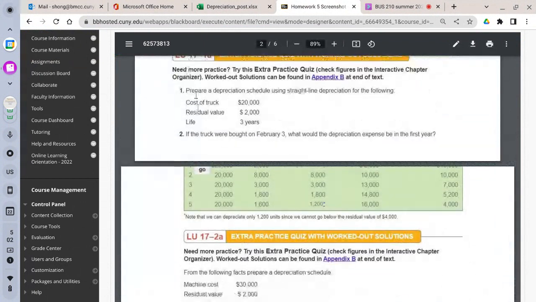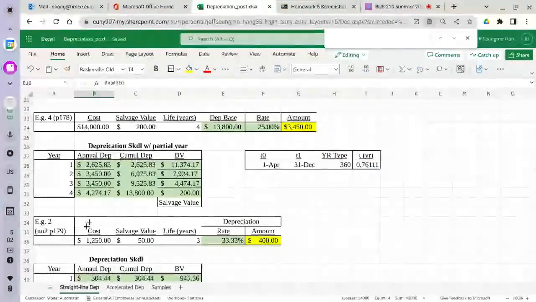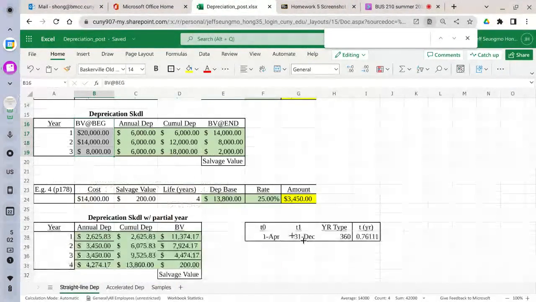So anyway, if the truck were bought on February 3rd, then this is partial year depreciation, and this is a full year depreciation. And number two is partial year, right? I talked about the partial year depreciation. And then think about it.